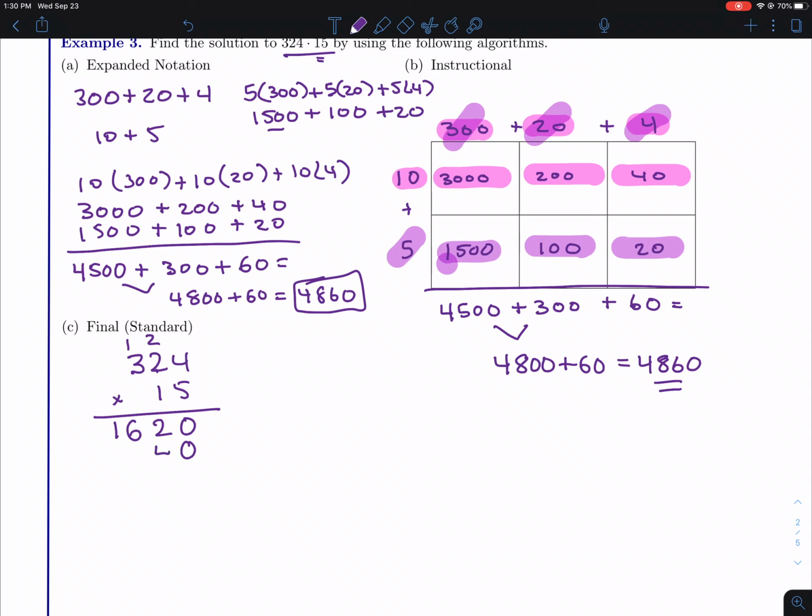So 1 times 4 is 4. 1 times 2 is 2. 1 times 3 is 3. And so again, add up and down, we get 4, 6, 8, 4. So luckily, all 3 of them were the same, so we must have done it right. So good job. All right.